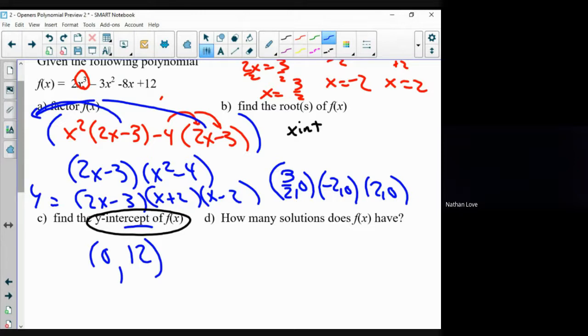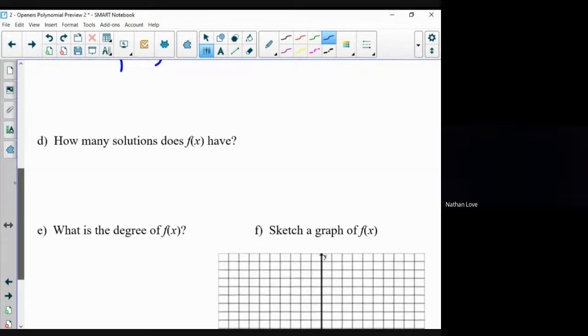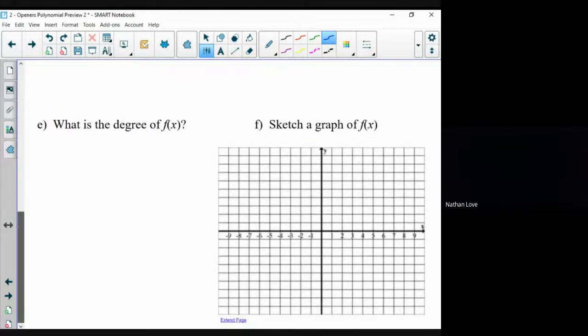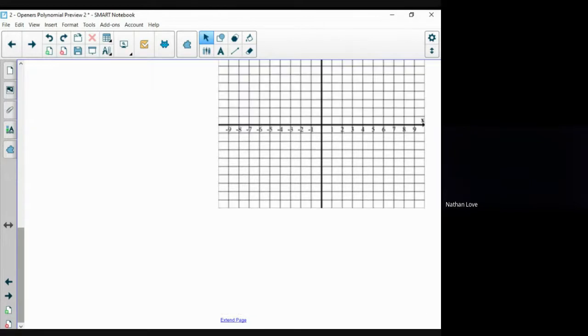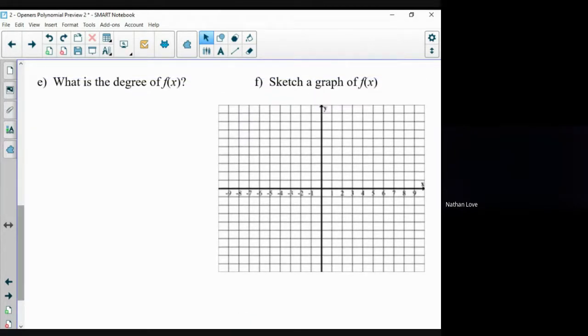All right, now we already talked how many solutions there are. We already talked about the degree. So let's go ahead and plot these points. 0, 12 is off the chart. It doesn't matter where you pick it. I'm just going to pick it and then label it. 0, 12 is somewhere up there. Okay. Let's go ahead and plot the other points. I think we had -2, 0, +2, 0, and 3/2, which is 1.5.